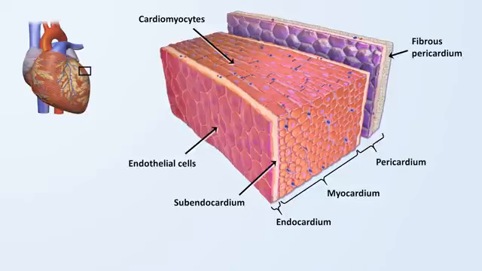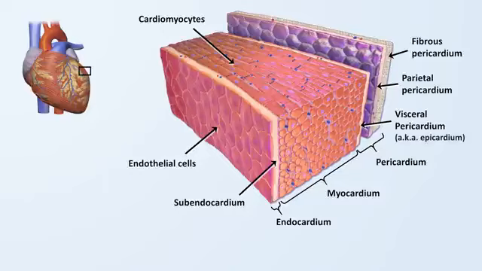The outer of these serous layers is the parietal pericardium, which is fused to the fibrous pericardium. The inner of the serous layers is the visceral pericardium, which lies on the myocardium and is sometimes referred to as the epicardium. Yes, the terminology is frustrating to keep straight.